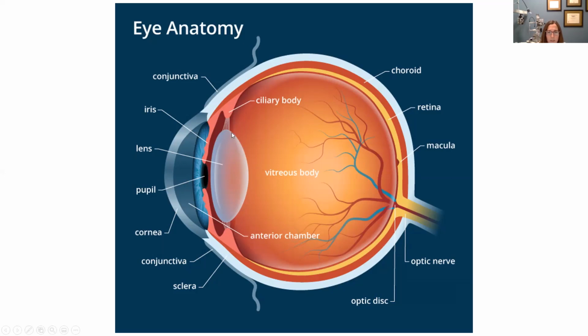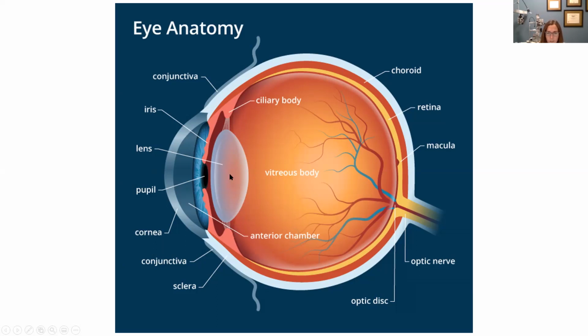Your lens has these little strings, and the fancy name for them is zonules. These actually pull your lens to change its shape, so they help you adjust the focus. When you're looking at something up close, like a computer, your lens has one shape, and when you look far away, it has a different shape. That's controlled by these little things here called zonules.